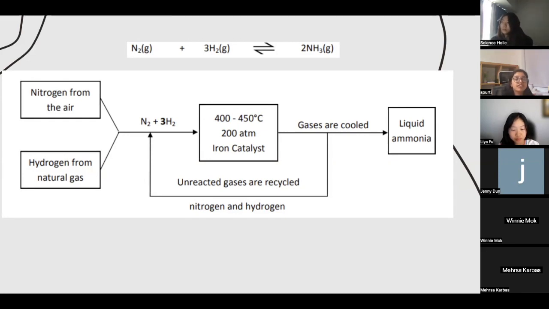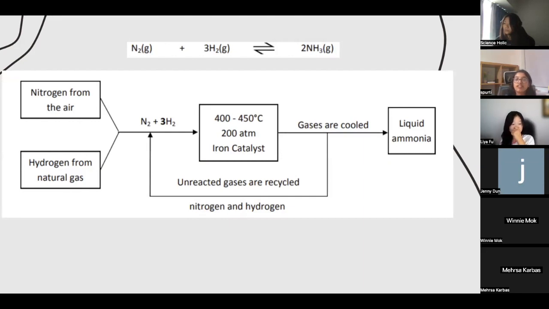So what makes ammonia really useful to be used in fertilizers is that it has a high percentage of the actual element that's needed. So it has a high percentage of the nitrogen in the compound by percentage mass. So that is why it's used a lot in fertilizers. So the Haber process basically is when nitrogen from the air reacts with hydrogen from natural gas.